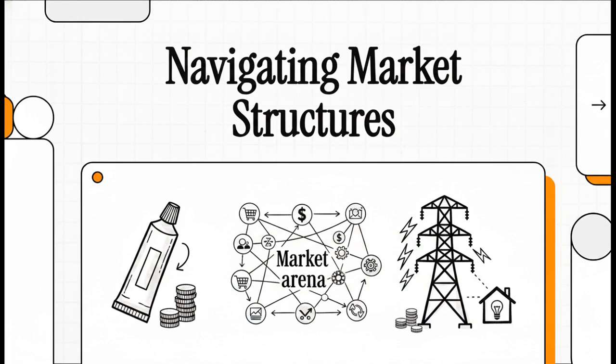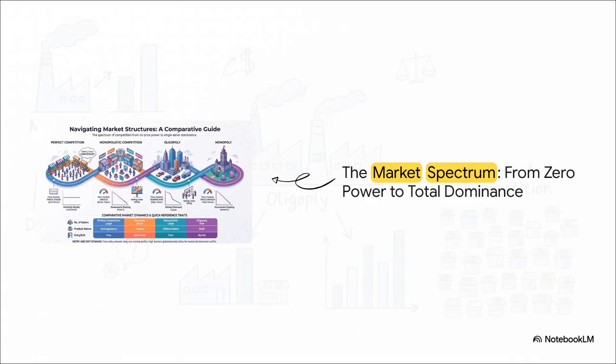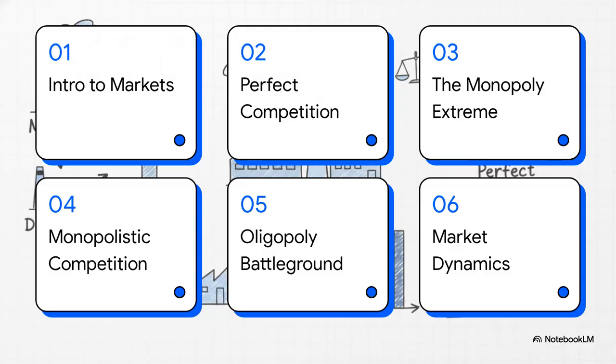Whether you realize it or not, every single time you buy something, you are participating in a highly structured economic arena. So today, we're going to break down exactly how those arenas are built. To really wrap our heads around this, we need to look at it as a continuum. We're going to start way over on one side with perfect competition, where sellers have absolutely zero price control. And then we'll travel all the way to the other end, landing on the unchecked total power of a pure monopoly.